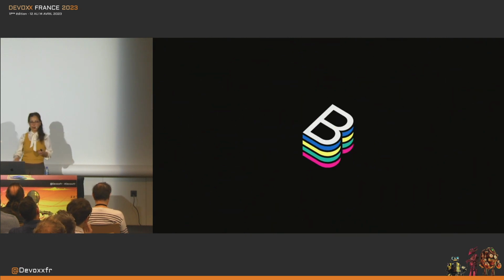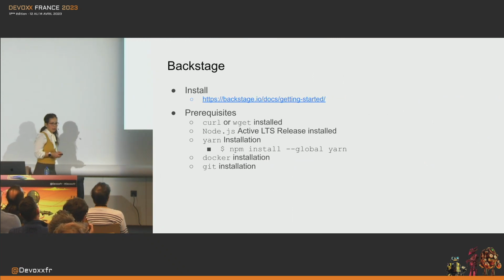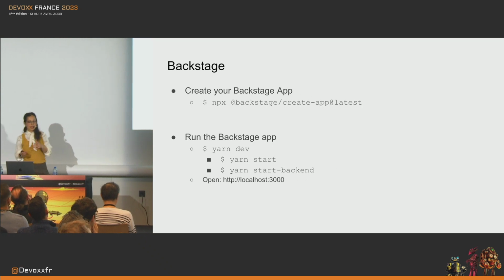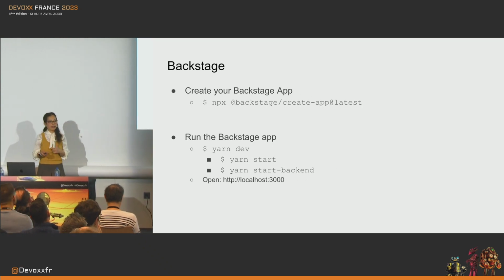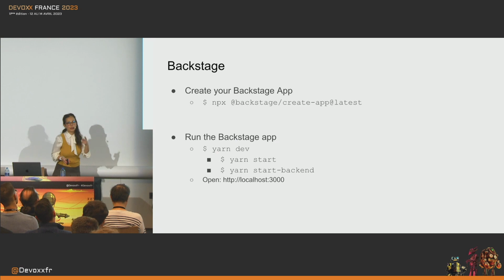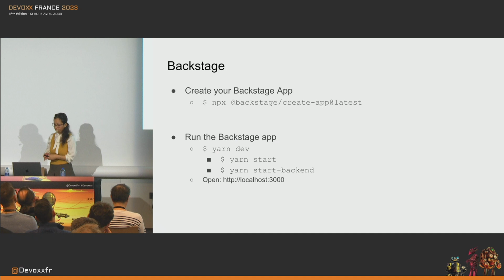It can also be deployed to the cloud. The installation is pretty straightforward and it's well documented on the official website. What you need to have on your machine: curl or wget, Node.js, a package manager, Yarn, and you need to have Docker and Git. Then you create your Backstage application by running this command, npx. And then inside the application, you run yarn dev, which will run two processes. The first one runs the backend, and the second one runs the front end.